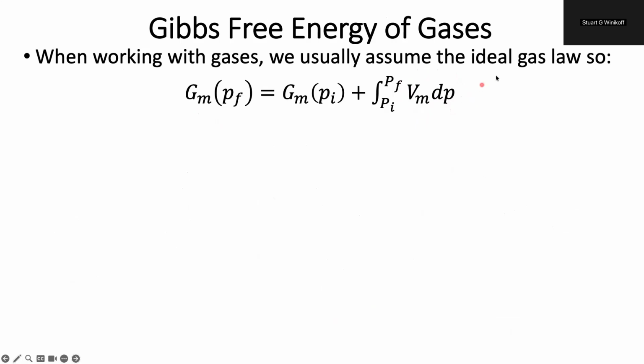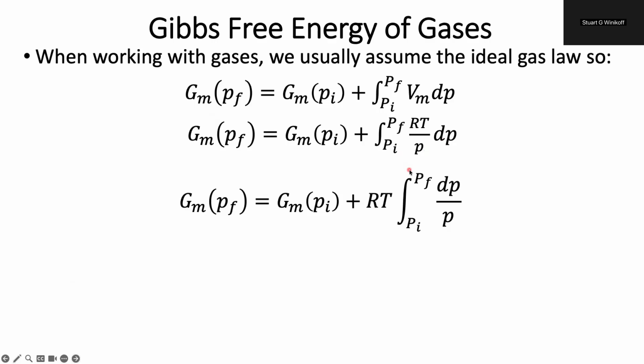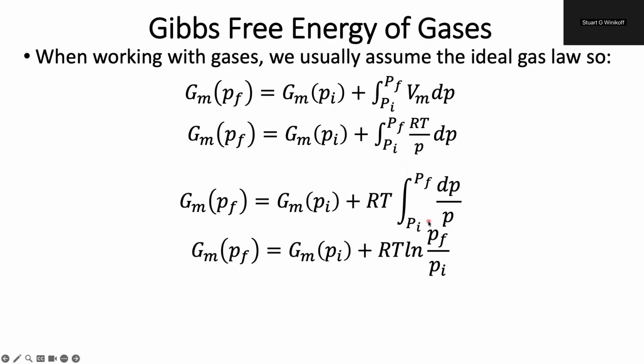Now, with gases, we're usually going to assume an ideal gas, so we can go ahead and insert the ideal gas expression. So the molar volume can be replaced by RT over the pressure. Now, we've got the integral of dP over P from initial to final pressure. When we do this integration, this will just give me the natural log of initial to final pressure, again noting that RT came out in front. So now we get a very common form where the difference in Gibbs free energy is just going to be RT times the natural log of that ratio of pressures.